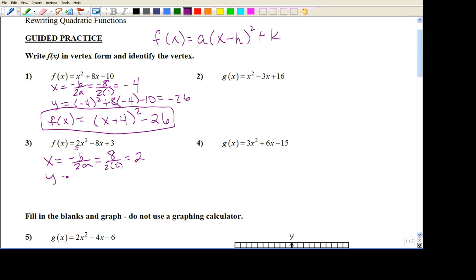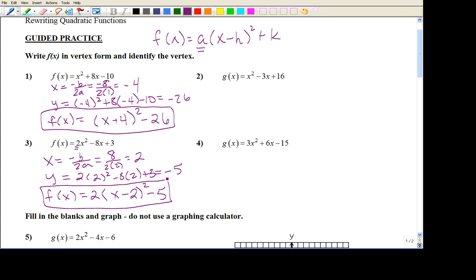And then we get y. We have to plug that back in. So 2 times 2 squared minus 8 times 2 plus 3, and that gives us negative 5. So it's okay that a is not equal to 1. We'll just bring the a down like we did before, since the a in ax squared plus bx plus c is the same thing as the a in vertex form. So we'll bring the a down, which is 2, and then we have x minus h, so x minus 2 squared, and then plus k, which is negative 5. And that's our function.